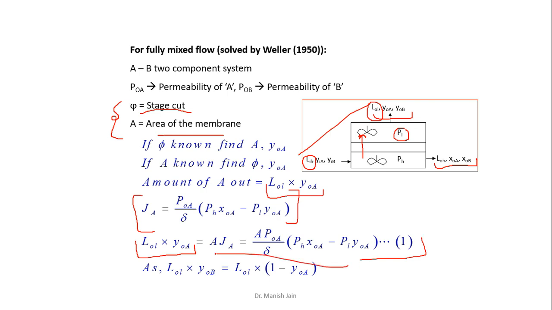Similarly, you can write the amount of B that comes out from the permeate side as LOL multiplied by YOB. Because the summation of mole fractions or mass fractions is 1, you can write YOB as 1 minus YOA.